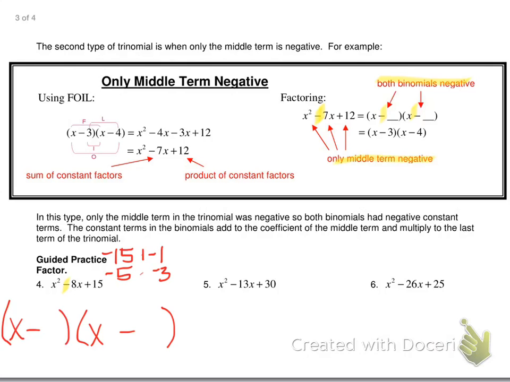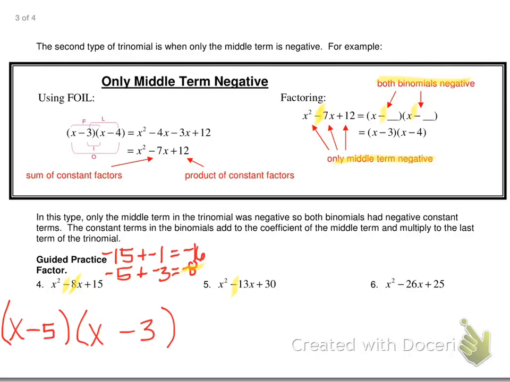Okay, now when I add those up, negative 15 plus negative 1 is negative 16. Negative 5 plus negative 3 is negative 8, which is what we're looking for. So those are going to be my terms. So x minus 5 and x minus 3 are my terms. Pretty simple.